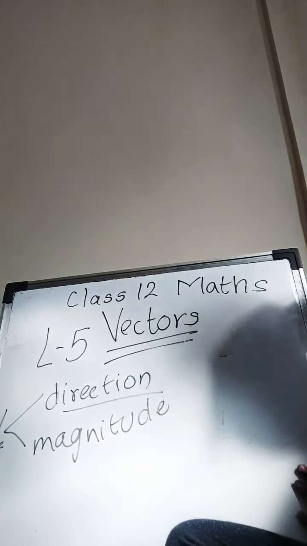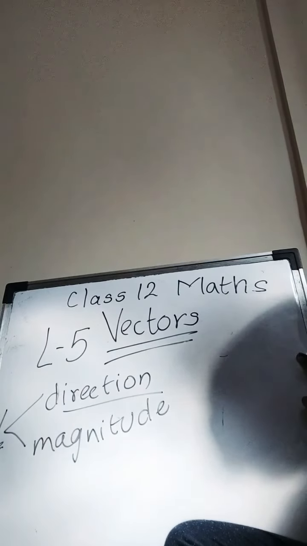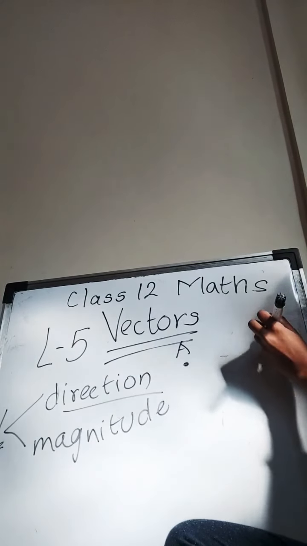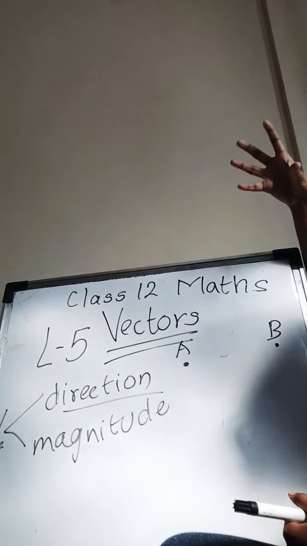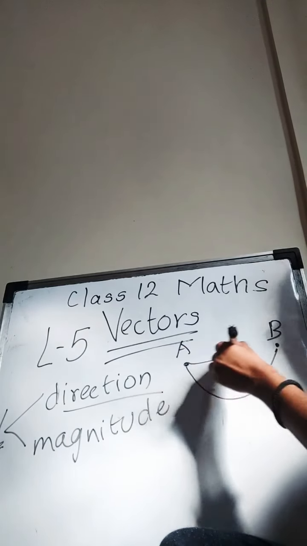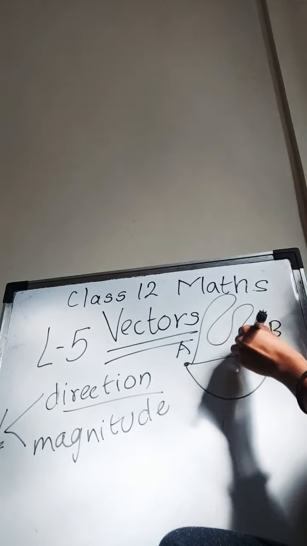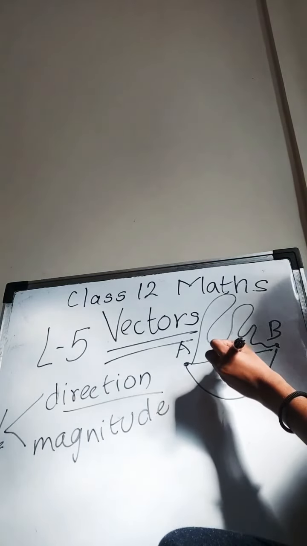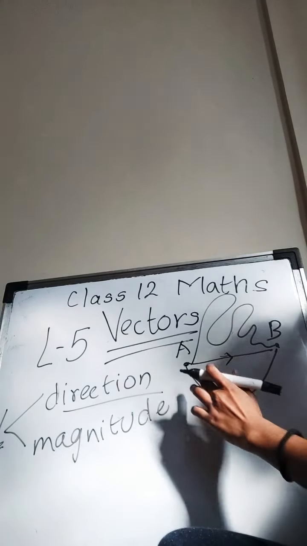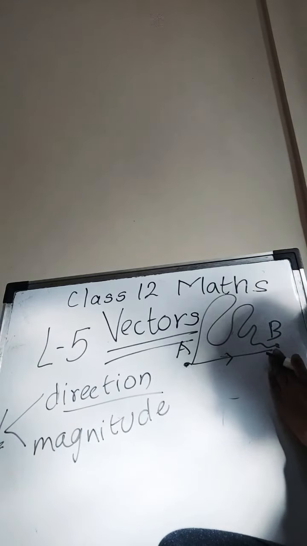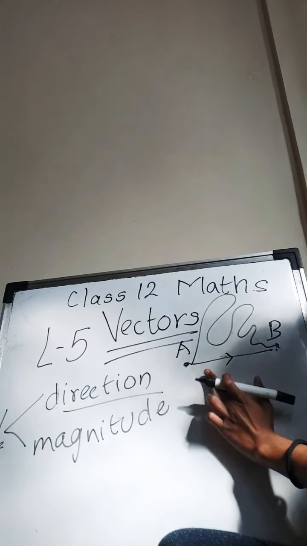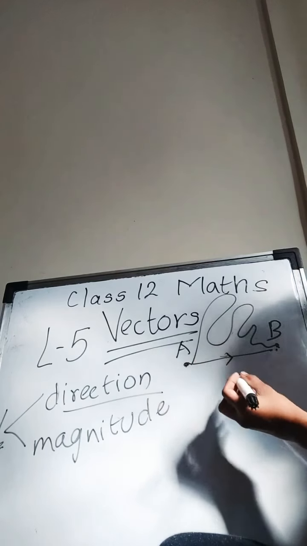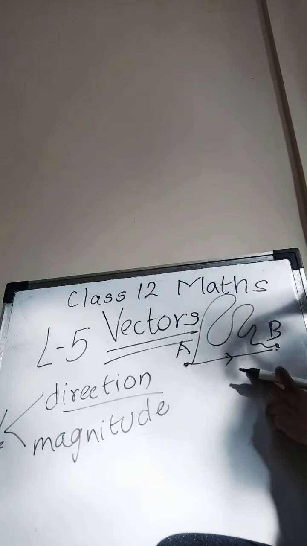Now direction is very simple. From where to where it is directed. Suppose I need to go from point A to point B, then through which path am I going? I can go like this, I can go like this, I can take a long route and come like this. So the path is important. So if I give an arrow like this, that means I have taken this path, a straight path from A to B. So for representing direction, we use these types of arrows.